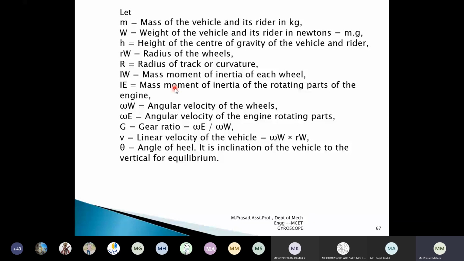Omega W is the angular velocity of the wheels, and omega E is the angular velocity of the engine rotating parts. G is the gear ratio. V is the linear velocity of the vehicle, which is given by RW into omega, where RW is the radius of the wheels and omega is the angular velocity of the wheels. And theta is the angle of heel, the inclination of the vehicle to the vertical for equilibrium.